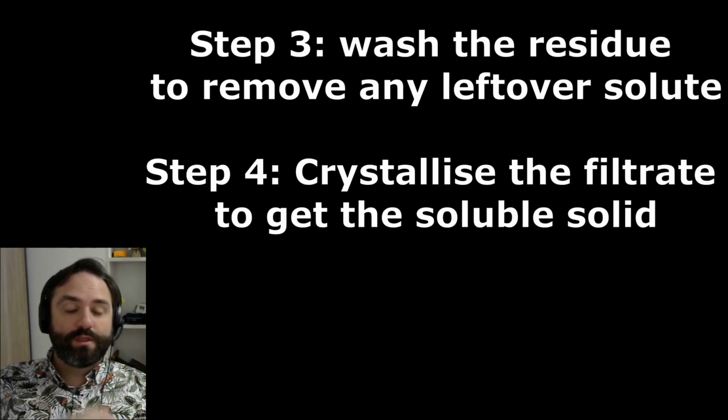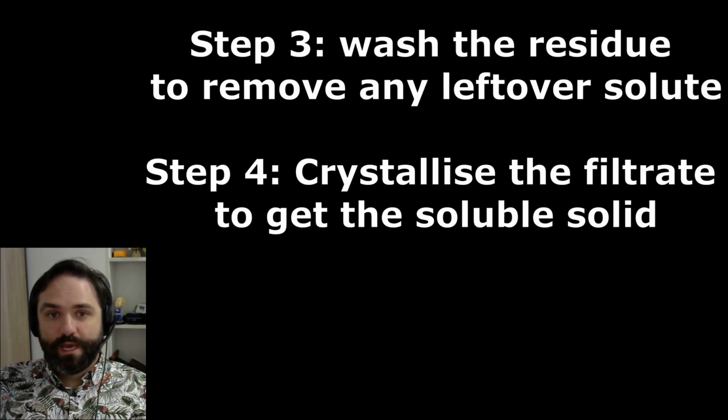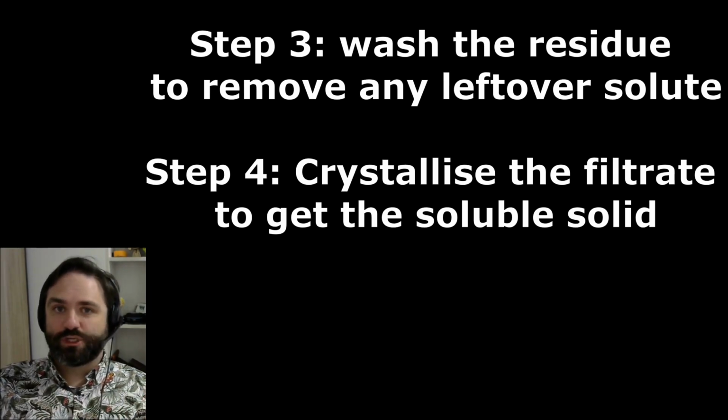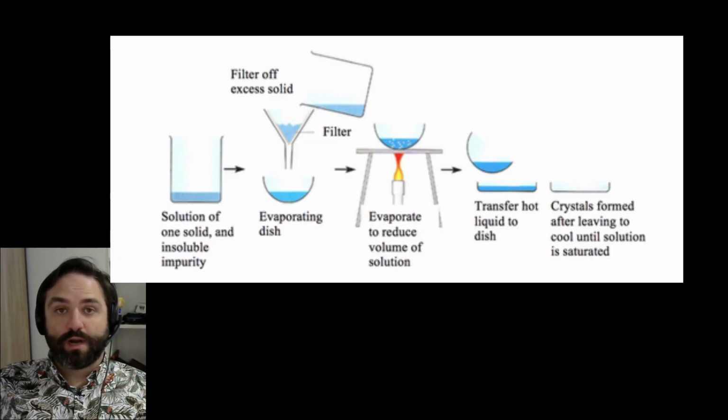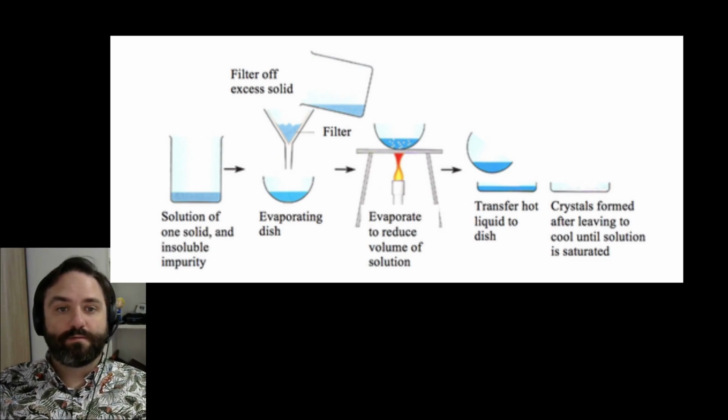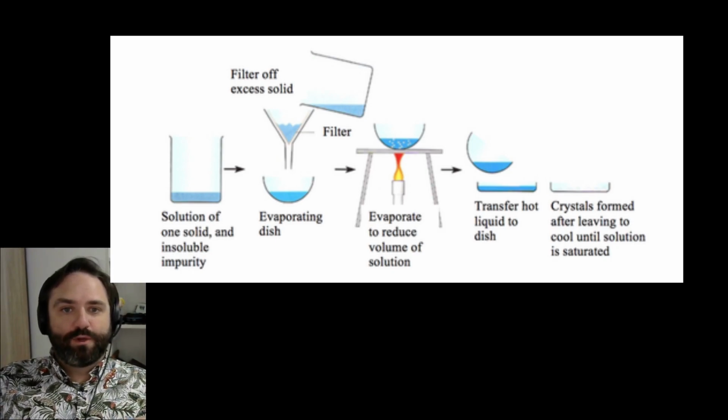If you want the soluble one, then you will need to remove the water. You do that by crystallization. If we think about the marking points for crystallization, you will heat it up to the crystallization point, not until it's dry, just until the crystallization point. Then you will allow it to dry and form crystals. Then you have got your soluble solid. Okay, so that is how you separate two solids that are soluble and insoluble.